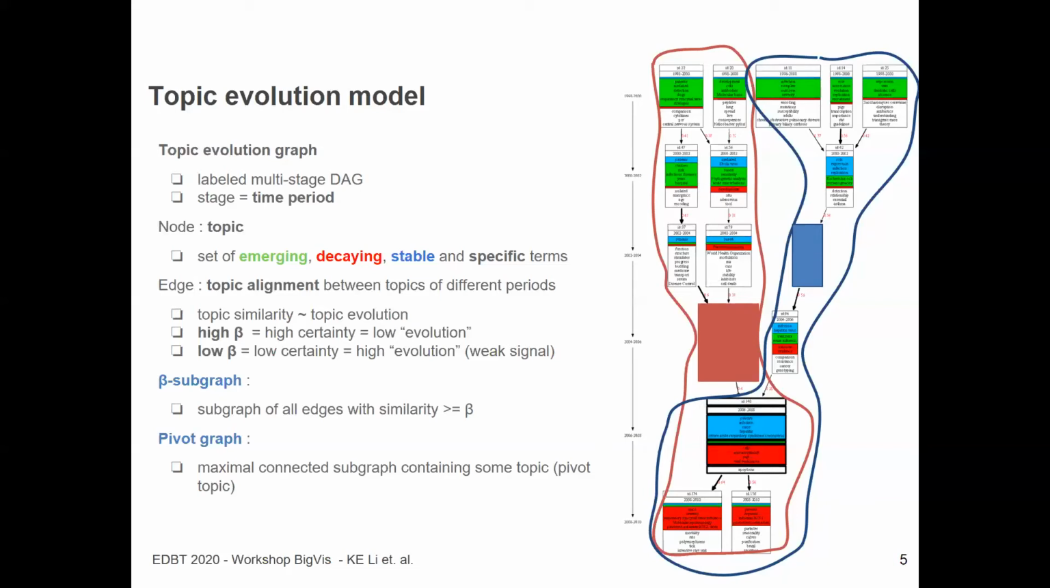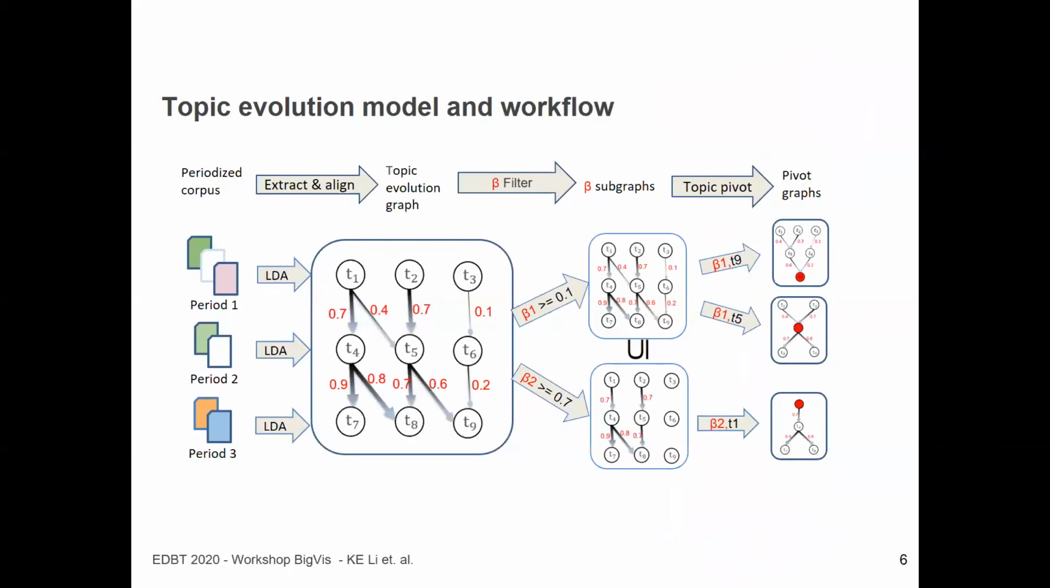In the red-hand example, we have 2 pivot graphs. The topic in red and the topic in blue are pivot topics of these 2 graphs respectively. Here is a diagram of our topic evolution model. As you can see, with a single beta value, users cannot find the best global evolution graph. An extremely low beta value will not filter anything, whereas a high beta value may generate a lot of isolated topics, which will lose some important evolution information.